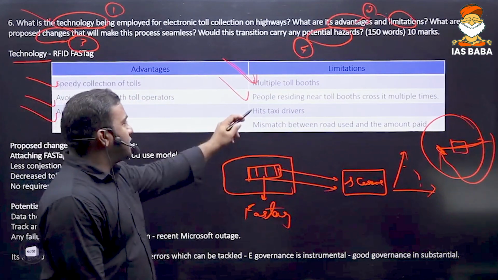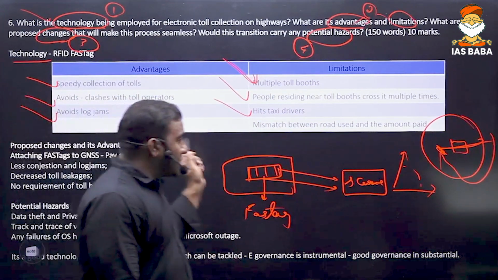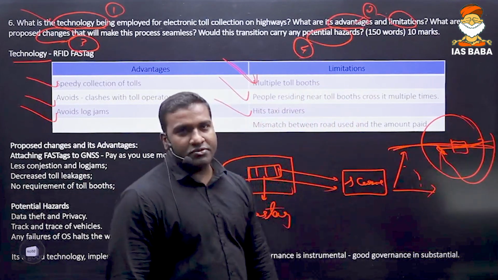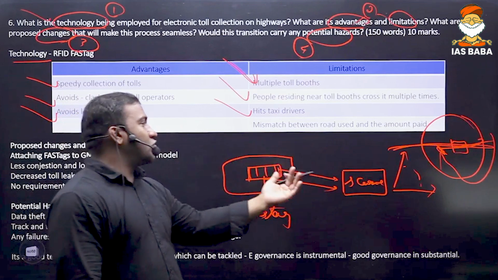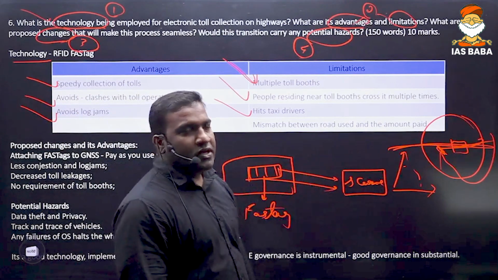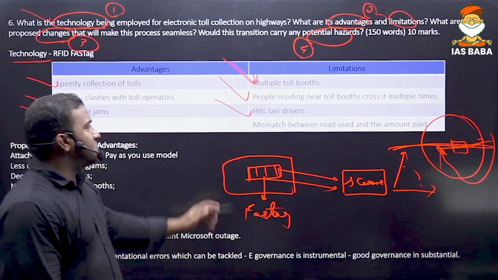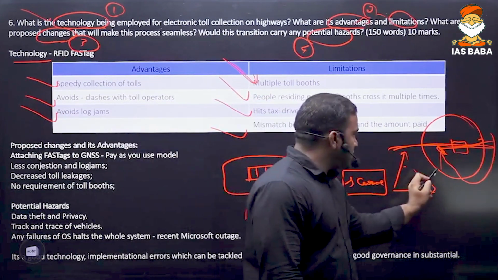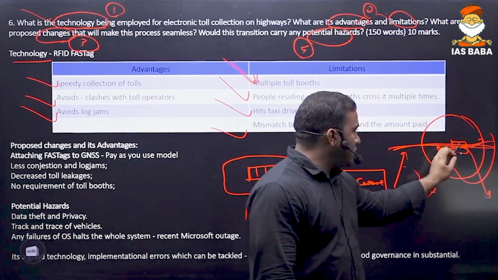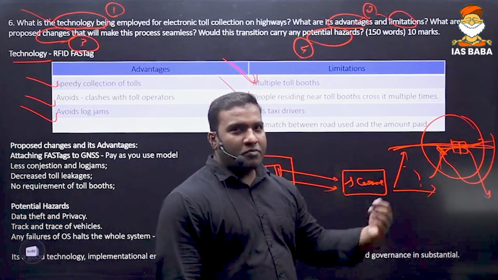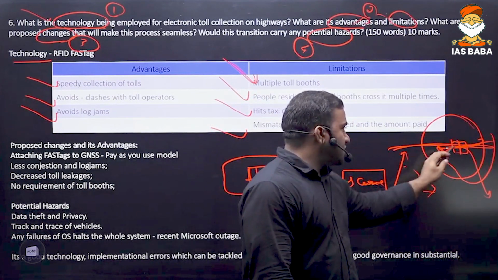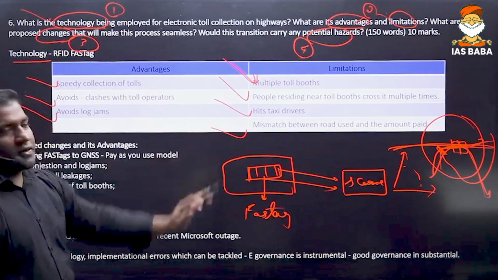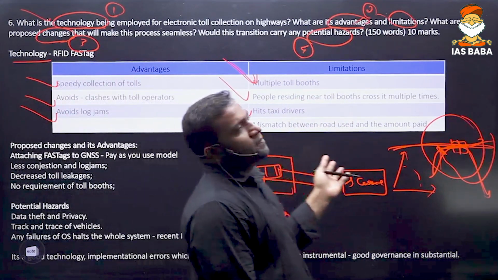Then it hits taxi drivers. Taxi drivers commute every day once or twice through the same toll. Why should they pay the toll multiple times? And if they pay toll multiple times, they will put the fare on the customers, clients. Then mismatch between the road used and the amount paid. I just touch this highway and move out, and now I have to pay toll for that too. And for my bad luck, if I touch this highway, I have to cross this toll booth. Yes, okay, such things are acting as limitations for FASTag.